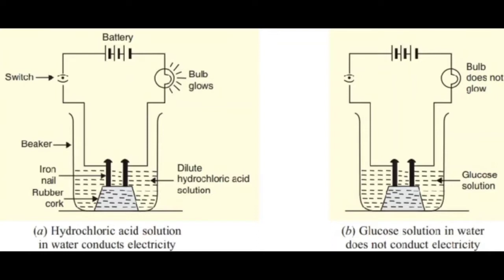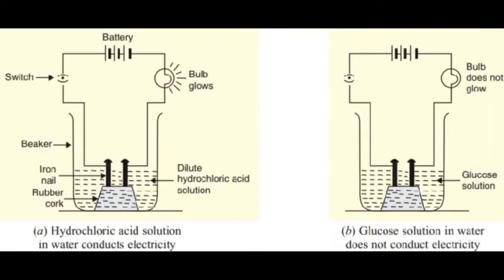Whereas in glucose solution, it was observed with the same experimental setup that the bulb does not glow. Why does the bulb not glow? Because glucose solution, though it has 12 hydrogen atoms, does not dissociate into its corresponding ions, that is, it does not give H+ ions, and therefore the bulb does not glow, no electricity is being conducted.